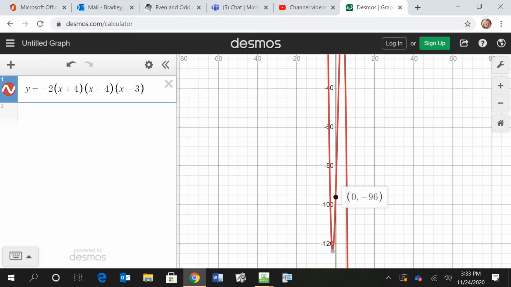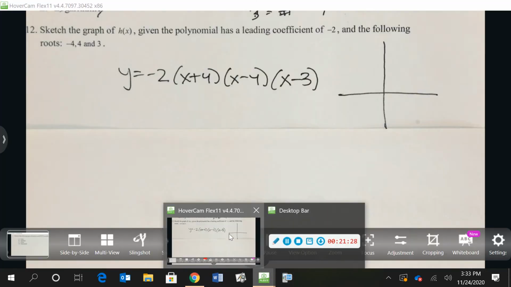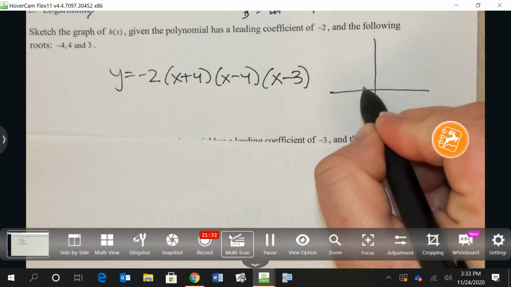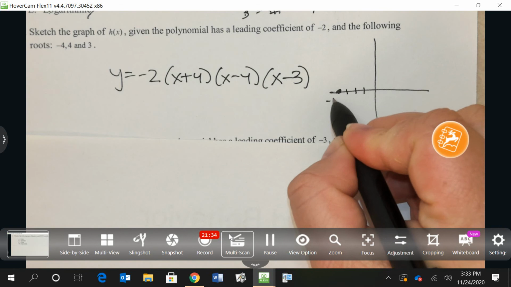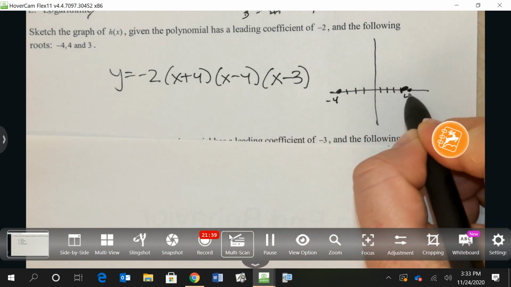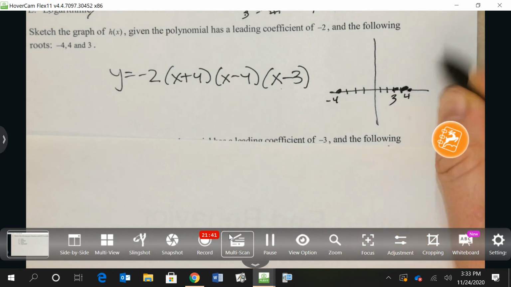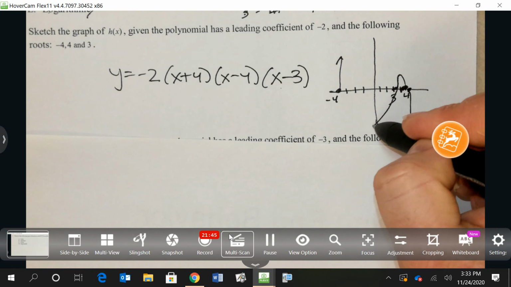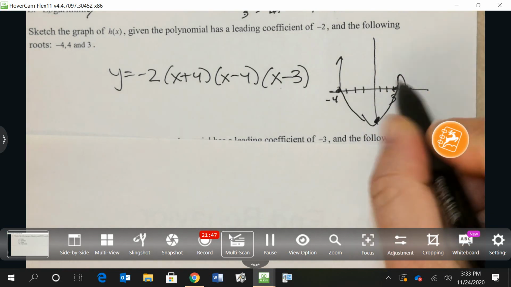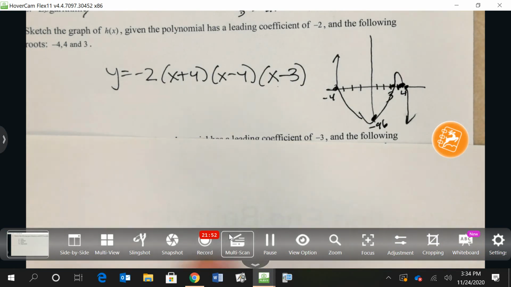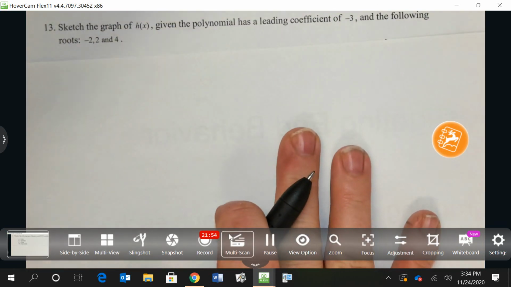So if I had to do a basic sketch here, this is not going to be drawn to scale. Keep that in mind, not drawn to scale. I know it's down on the right, has -4, +4, +3. Down on the right, up on the left, and it's going something like this. And it has a y-intercept of -96. Basic sketch. Let's look at number 13.